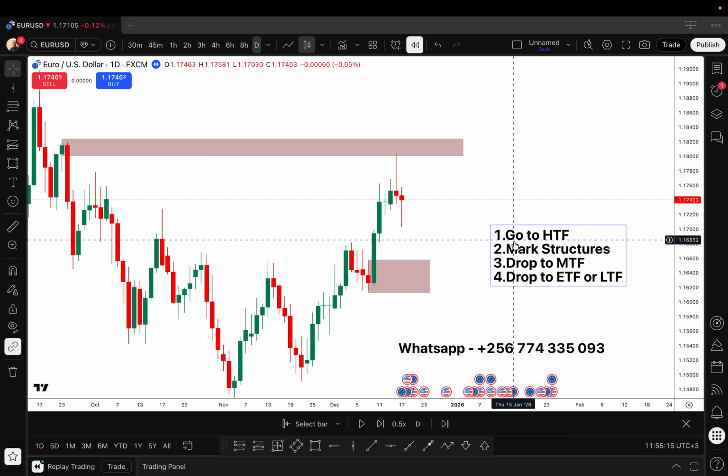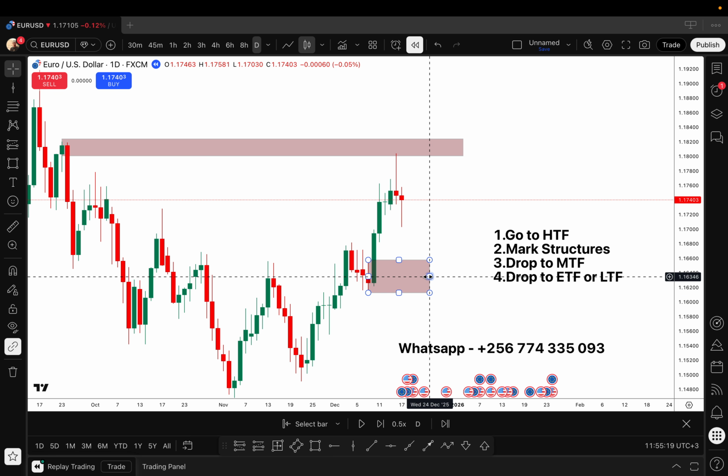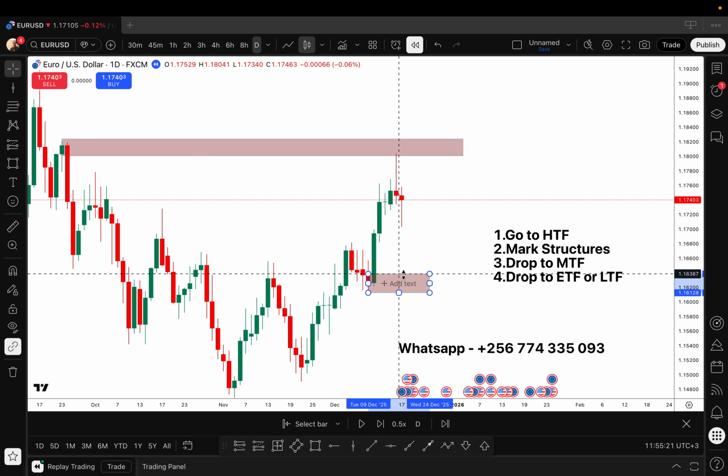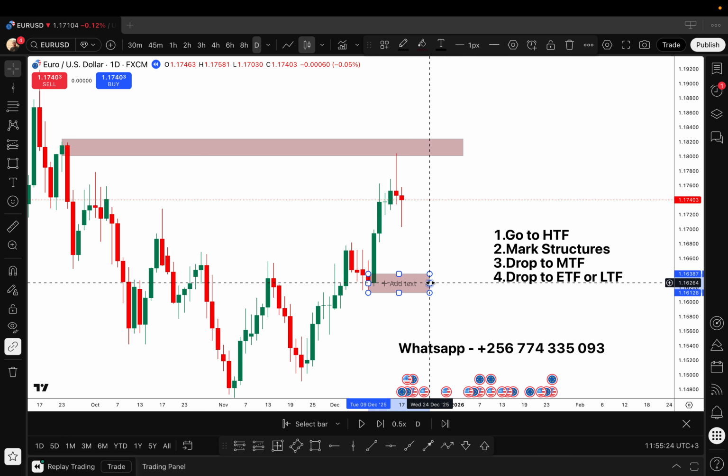So how do we use these rules? Simple. We've marked out our structures. We have our demand zone. Let me just refine this to there. We have our demand zones.